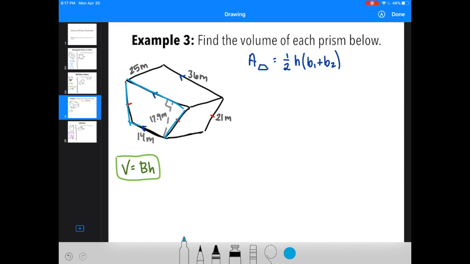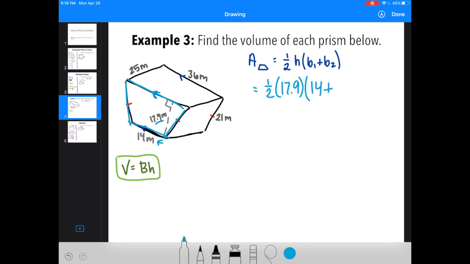All right, here is my base. To find the area of a trapezoid, I need to multiply 1/2 times my height, so the height between my bases, which would be 17.9, multiplied by the length of my bases. So here is my first base of 14. I'm going to add that to the other base, this base right here.